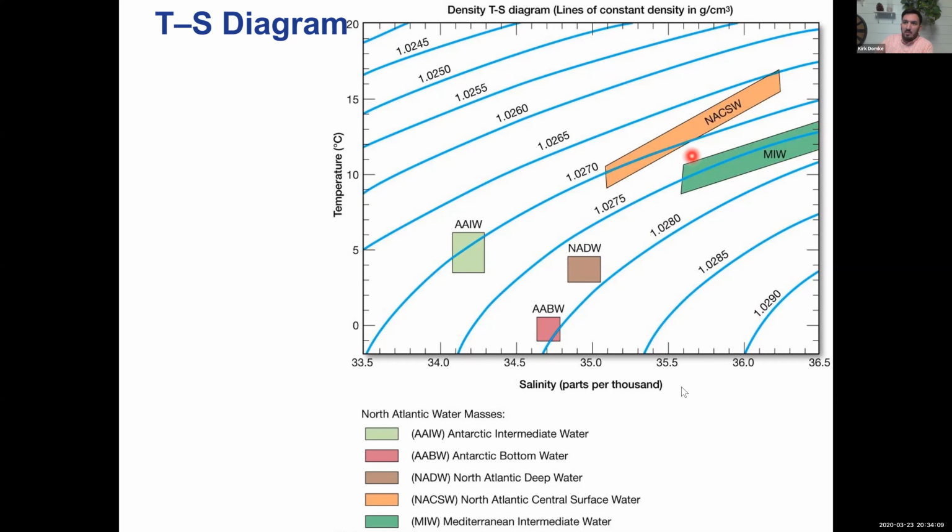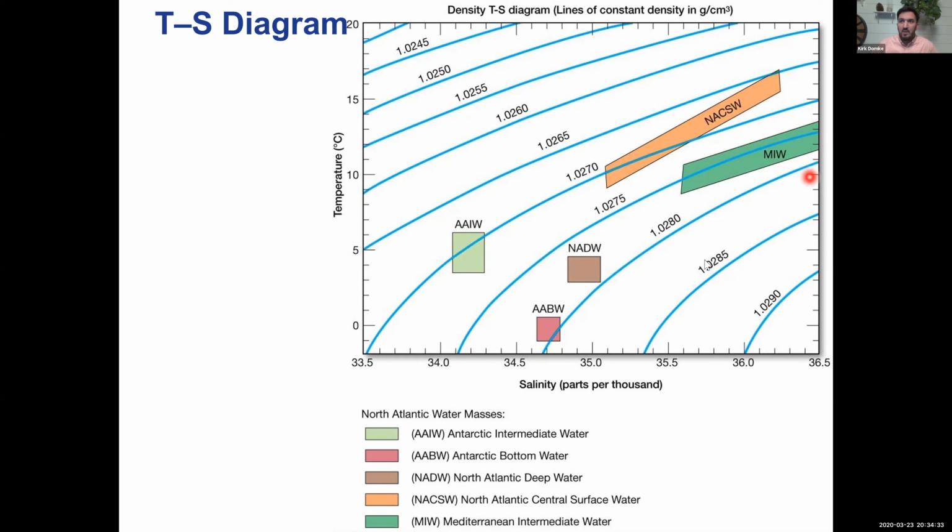NACSW, North Atlantic Central Surface Water, is literally what we talked about the entire last lecture. It's the big whiteboard that I had off to my side that I was drawing on. That is the North Atlantic Central Surface Water. A range of salinities, a range of temperatures. We already talked about it. I'm over it. We're not talking about that water anymore. That little green parallelogram, we'll get to that later.